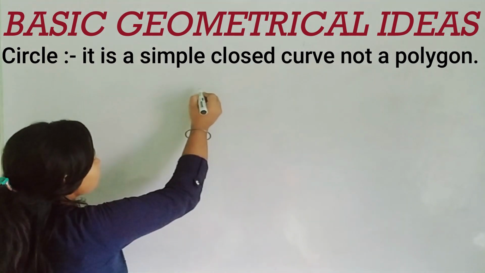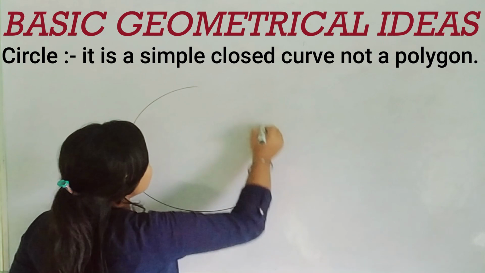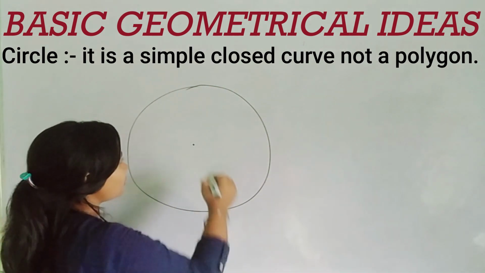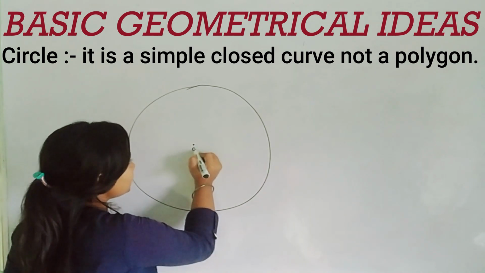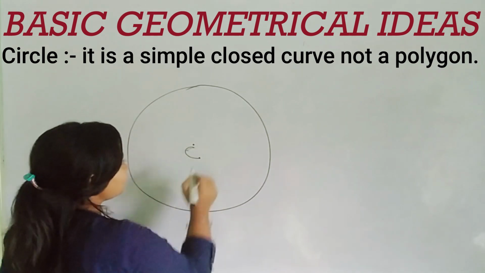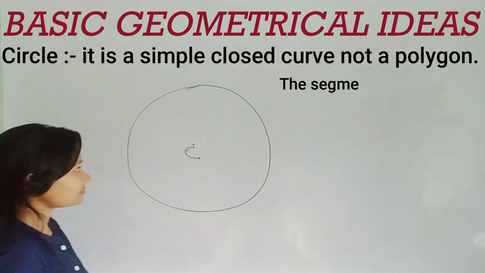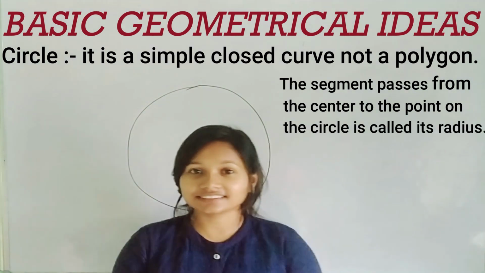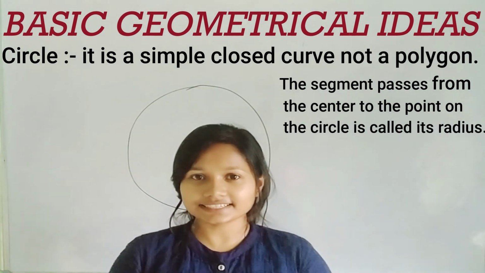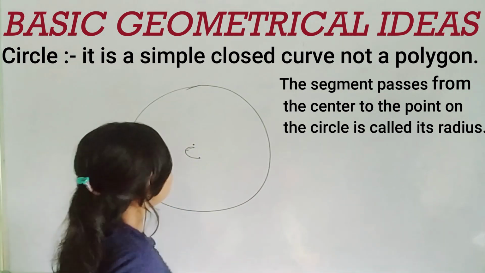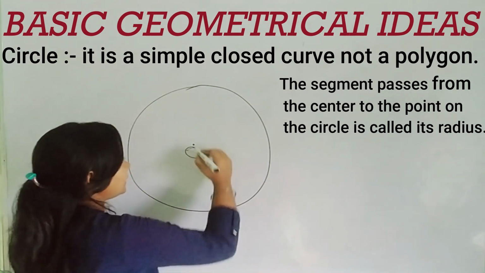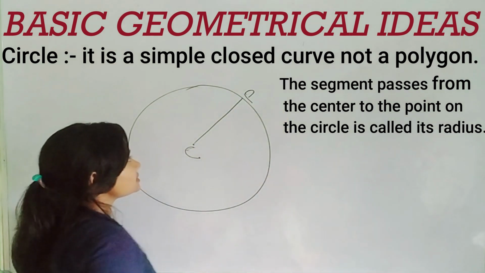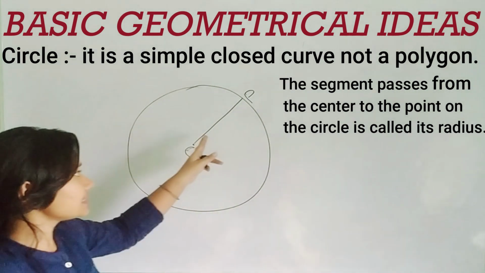The first one is a circle with center C. Right? We have to draw a circle with the center C. Then the line that passes from the center to a point on the circle is known as the radius of the circle. Means if I draw a line from the center C to the point P on the circle, it is known as the radius of this circle.